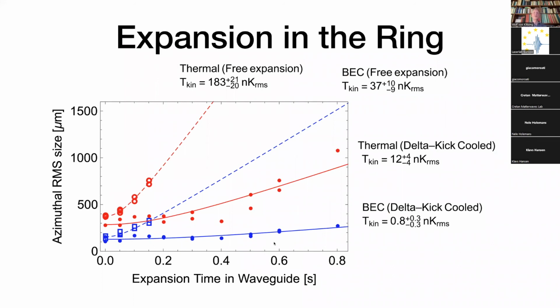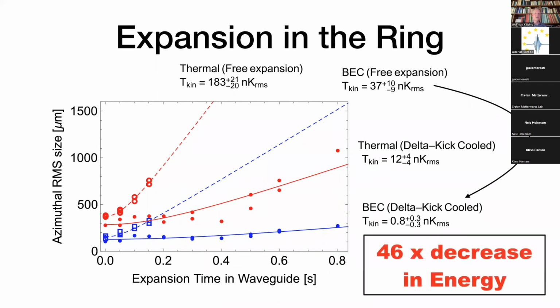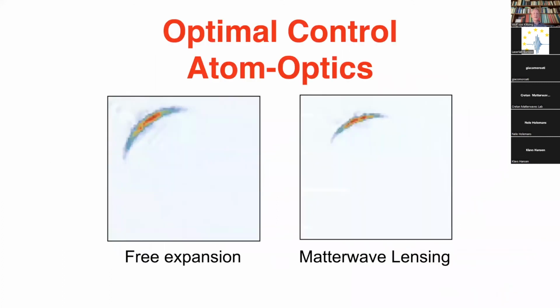Under the optimal collimation conditions that we find, whereas before it was about 200 nanokelvin, it drops to 12 nanokelvin in kinetic energy, and the BEC goes from 37 nanokelvin to 8 nanokelvin. So this is kinetic energy equivalent temperature. This is the energy that's stored in the chemical potential, in the atom-atom interactions in the condensate, and it gets released. And this is what we collimated away. If I compare the two, this is a decrease in kinetic energy by a factor of almost 50.